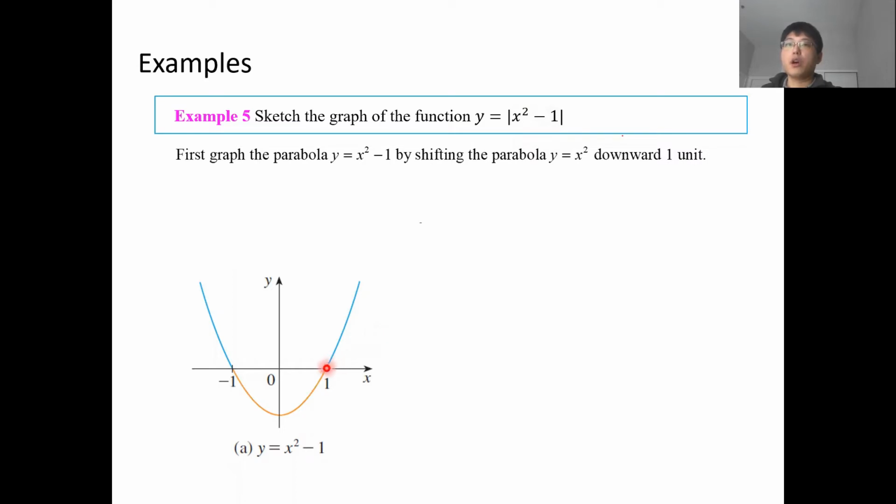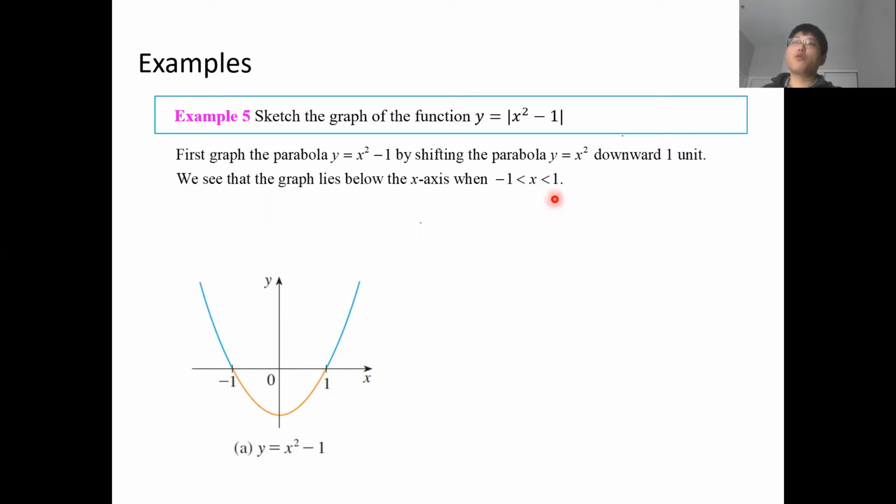So this means, on this part of the graph, because x squared minus 1 is positive, the absolute value of x squared minus 1 is simply going to be itself. So the graph of the absolute value function over this part will be the same as what you see over here. But on the other hand, this graph has a part lying below the x-axis, and indeed this happens when x is between minus 1 and 1.